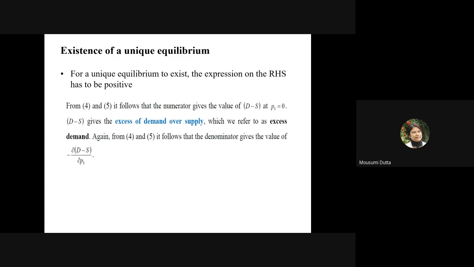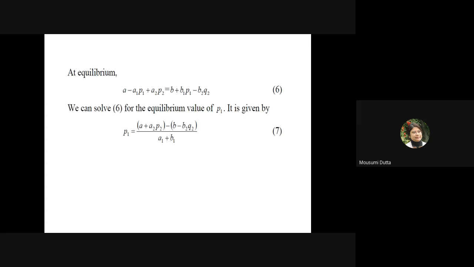Okay. Now I'll talk more about the existence of a unique equilibrium using equation number 7. Using equation number 7, I'll clarify the meaning of existence of a unique equilibrium. For a unique equilibrium to exist, the expression on the right-hand side has to be positive. I'm talking about both uniqueness and existence. That is, A plus A2 P2 minus B minus B2 Q2, divided by A1 plus B1, should be positive.